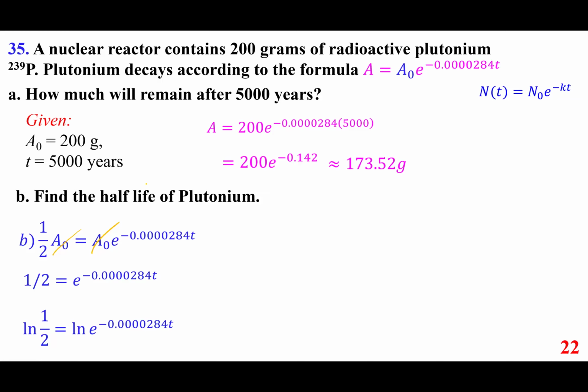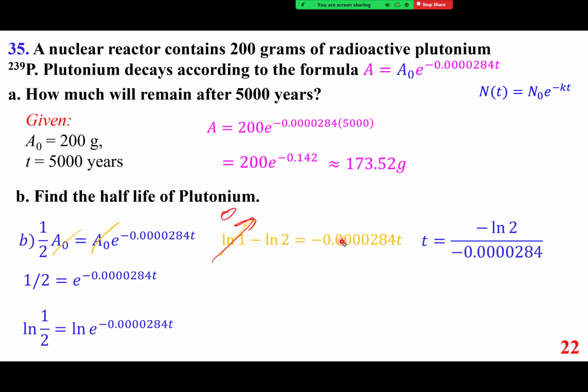If you take a natural log of both sides, the left side is ln of 1/2, or ln of 1 minus ln 2, and the right side is just the exponent. Now ln 1, you should know is 0. So what is t? t is minus ln 2 divided by this number. Put it into a calculator. It results in 24,406.59 years. Again, normally they tell you how many decimals.